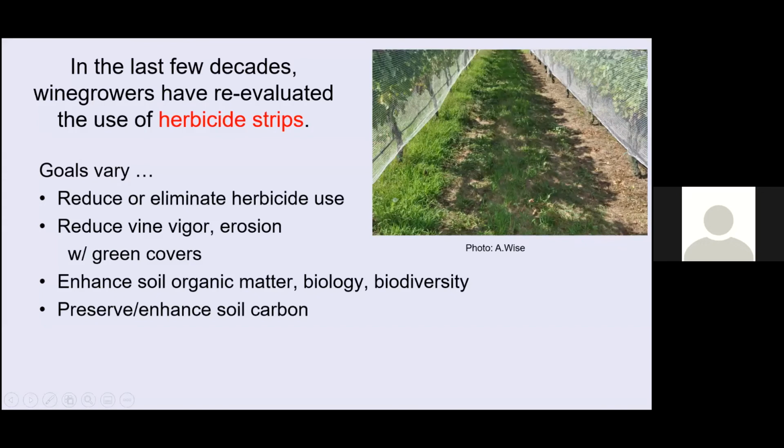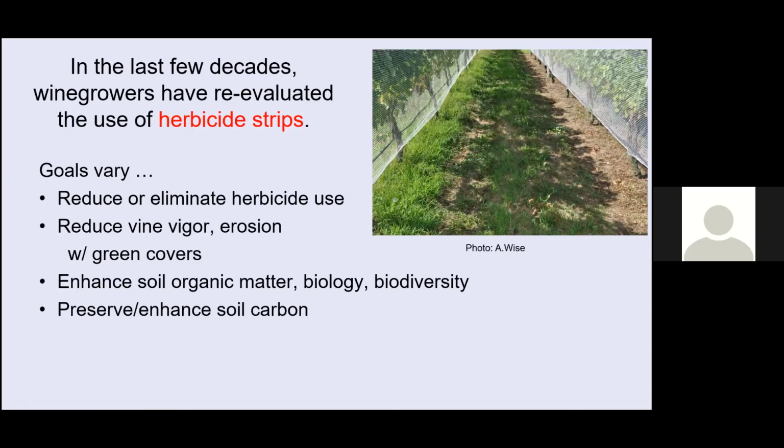But I'd say in the last couple of decades on Long Island, we really have been evaluating all of our practices because we're an environmentally sensitive region, and also because of the philosophy. A lot of the growers out here are very environmentally oriented.